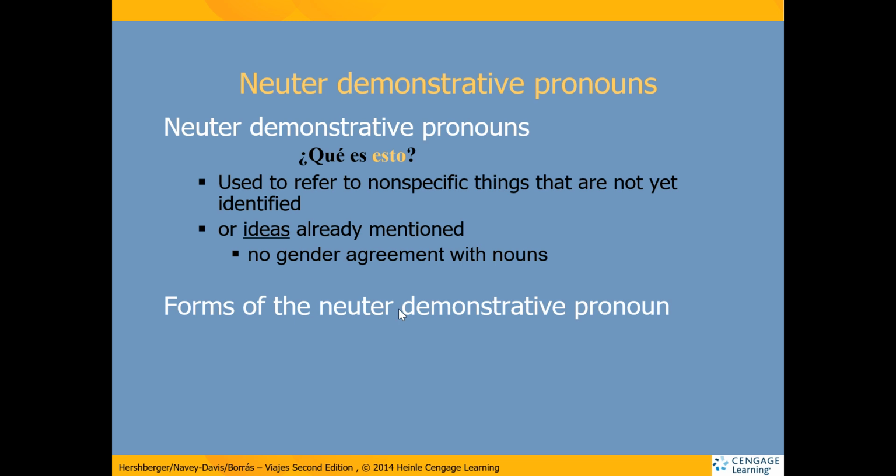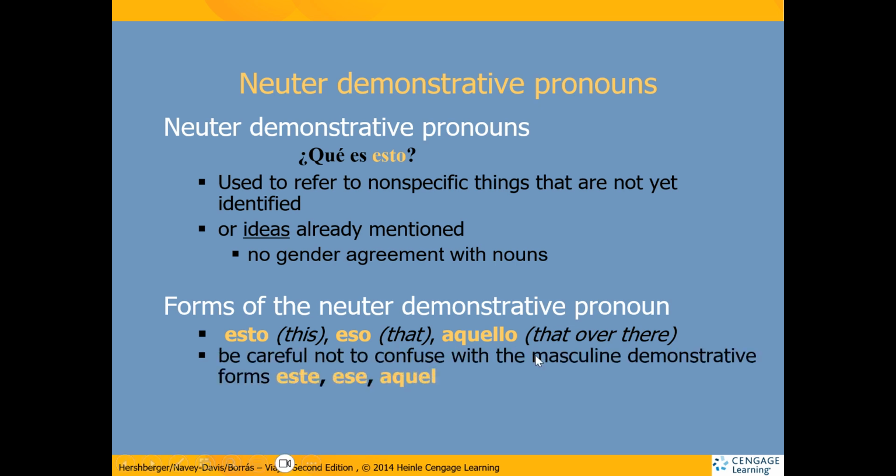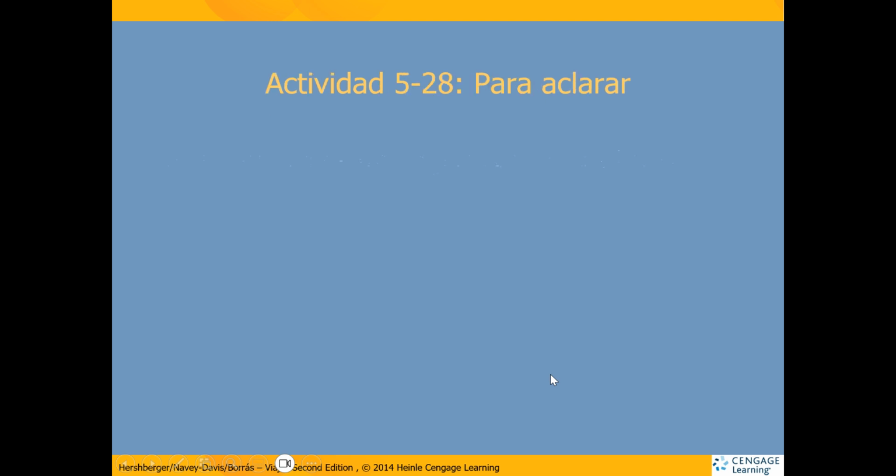So I'm going to use the neuter pronoun or adjective to say, ¿qué es eso? Or ¿qué es aquello? Far away, aquello. So again, the neuter demonstrative pronouns are esto, eso, aquello. And these neuter, they do end in o. O does not mean masculine here. It just means it's a neuter pronoun or adjective that you cannot identify. So be careful not to confuse the masculine demonstrative forms este, ese, or aquel with this one.